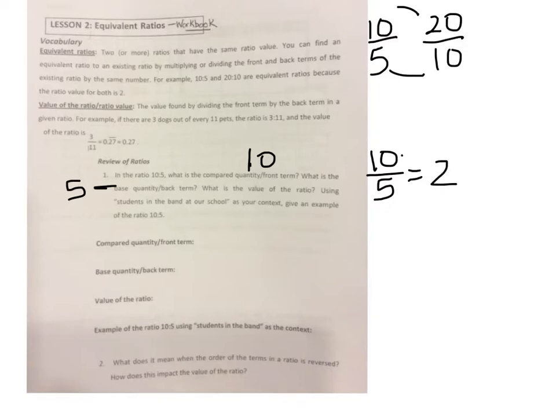And using students in the band at our school as your context, give an example of a ratio of 10 to 5. So we could just say for every 10 students in band, there are 5 students in choir.